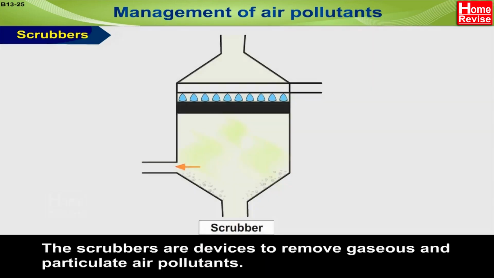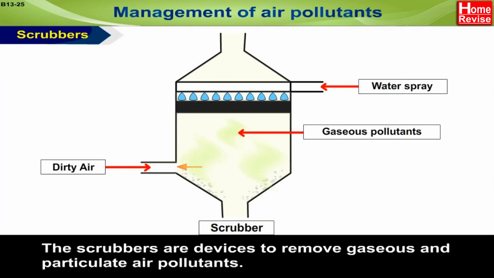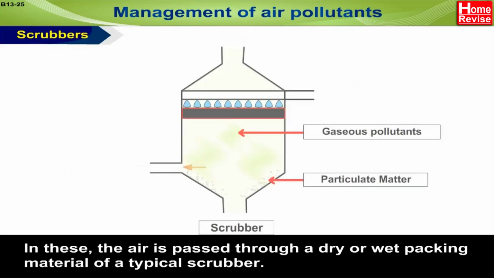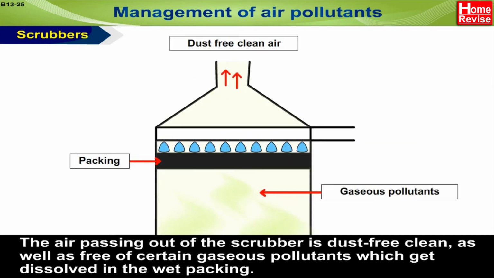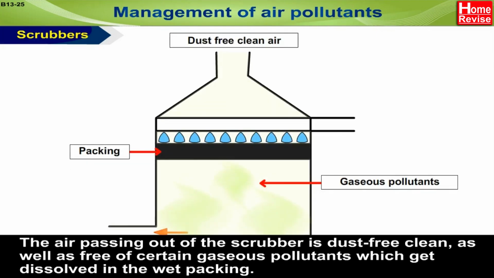Management of air pollutants. Scrubbers. The scrubbers are devices to remove gaseous and particulate air pollutants. In these, the air is passed through a dry or wet packing material of a typical scrubber. The air passing out of the scrubber is dust-free, clean, as well as free of certain gaseous pollutants which get dissolved in the wet packing.